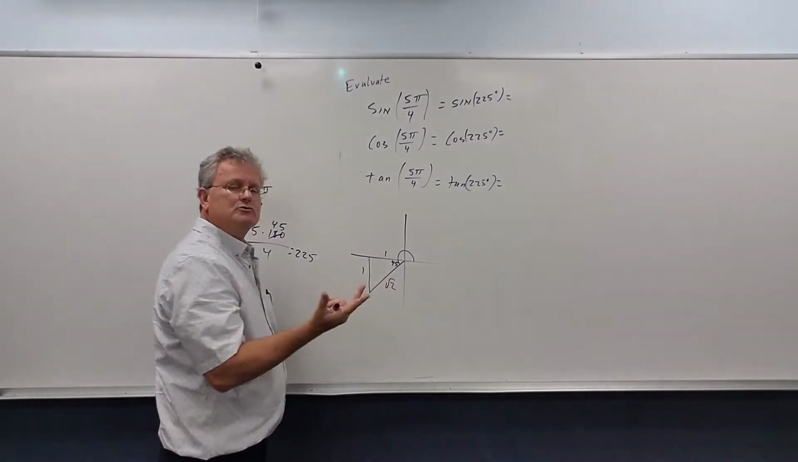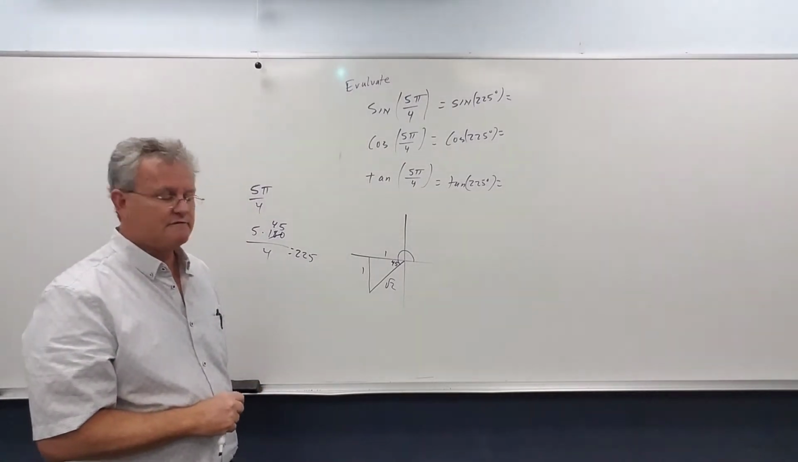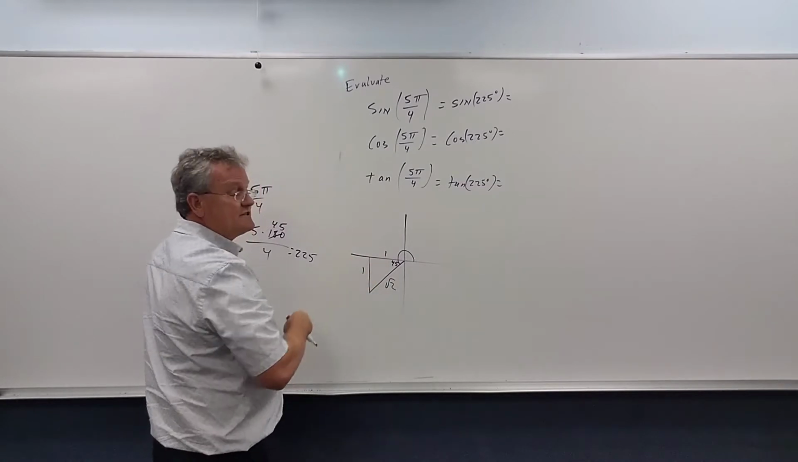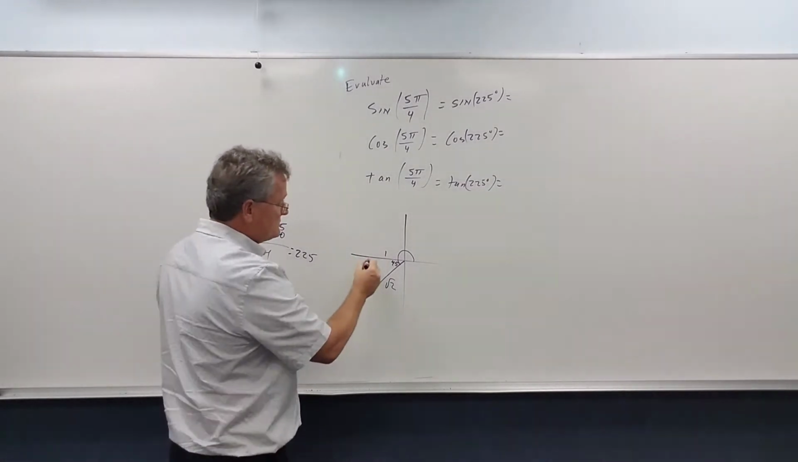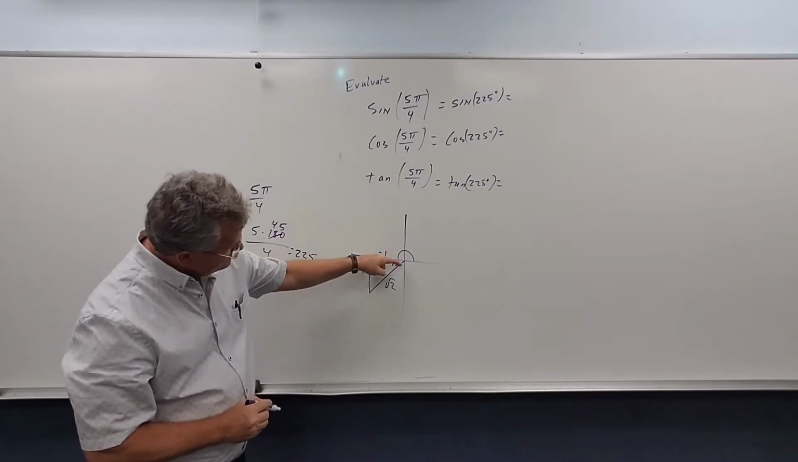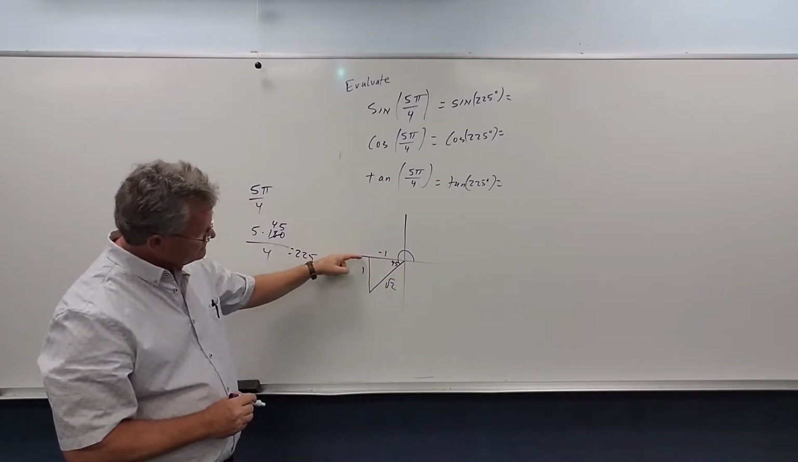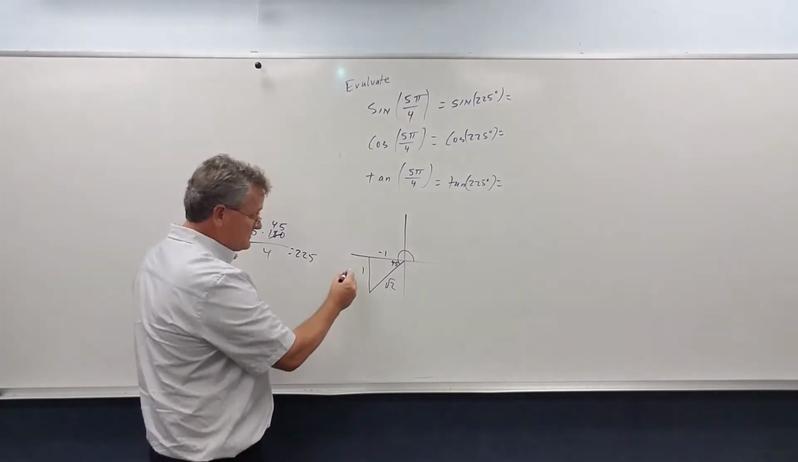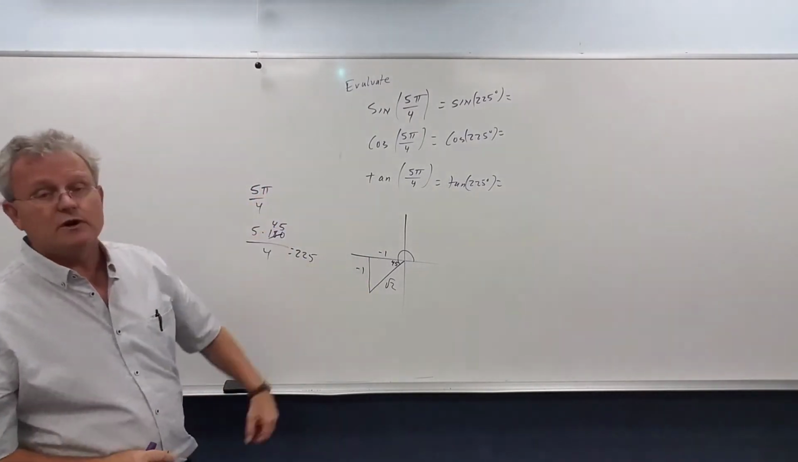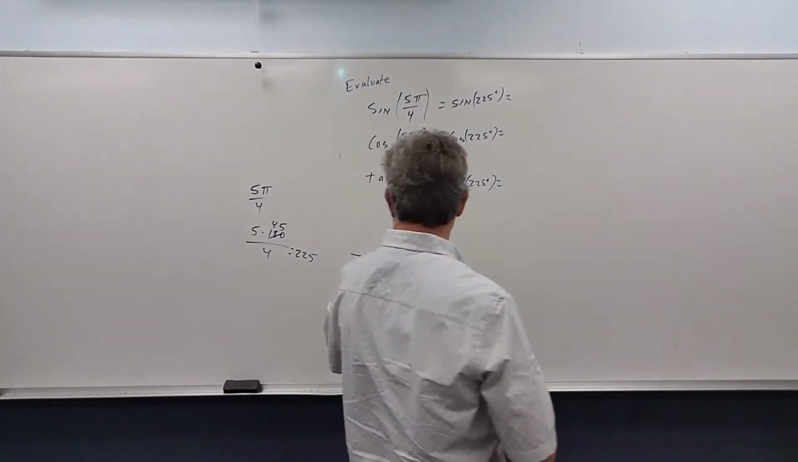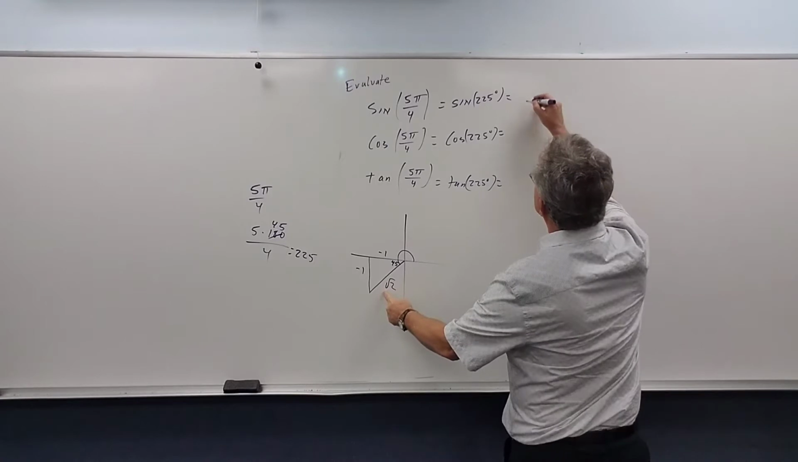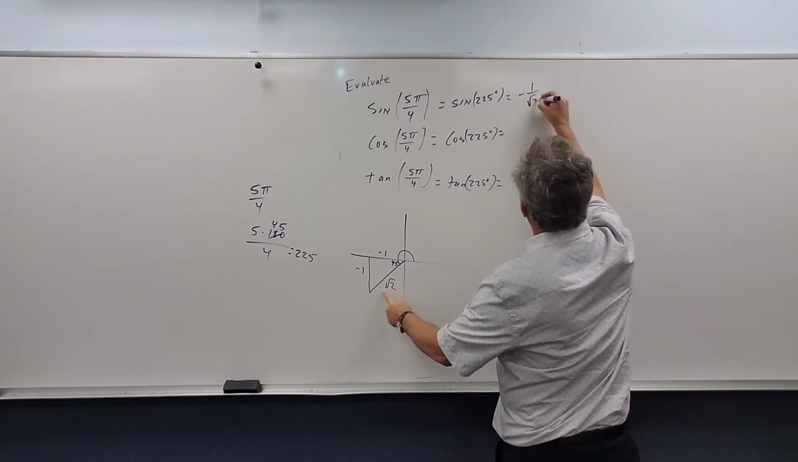Well, the hypotenuse, we always consider that positive. What about this one? Well, we're on the negative side of the x-axis, so we consider that negative. Down here, these are negative y values when we're below the x-axis, so let's consider that a negative. Now let's do our work here. Sine, by definition, is opposite over hypotenuse, so we get negative 1 over root 2.